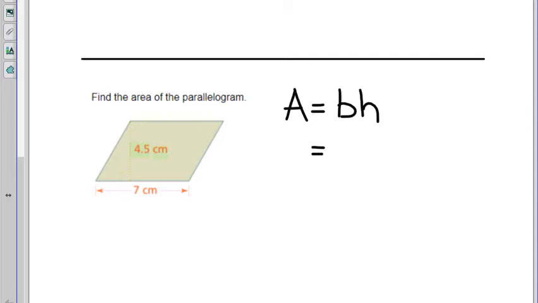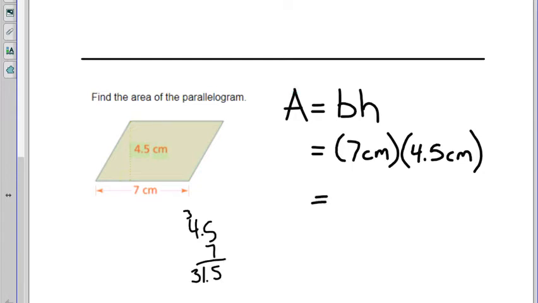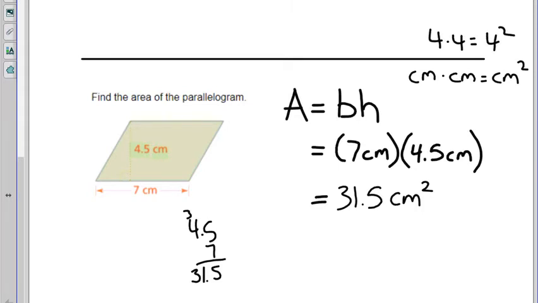I know the base is 7 centimeters. And I know the height is 4 5/10 centimeters. And I put those in parentheses because I'm substituting them in. Okay, B becomes 7 and H becomes 4 5/10. And now I'm going to do my multiplying on the side. And I get 31 5/10 centimeters squared. That's right, centimeters times centimeters is centimeters squared. Just like 4 times 4 is 4 to the second power. Okay? So there you go. We have units, we have our formula, and everything is golden.